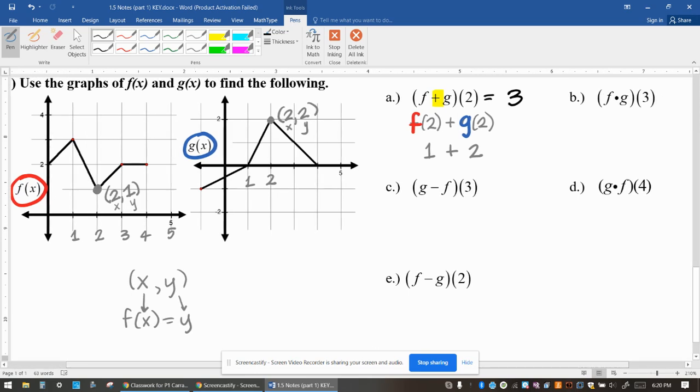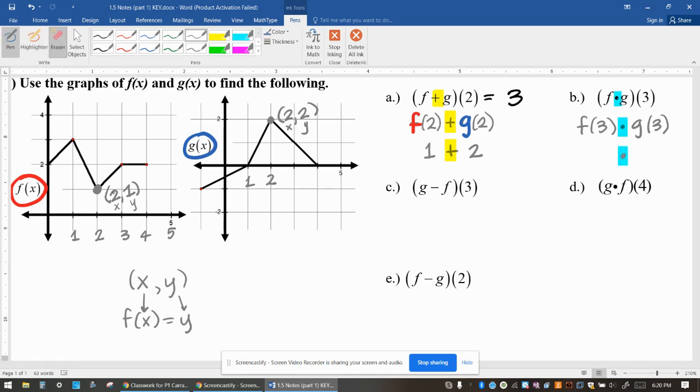Next, f times g of 3. Again, when it comes to graphs, I prefer to find them separately and then multiply, add, or subtract, or whatever the function is asking you to do. I do that last. So again, this is multiplication. The previous one we did was addition, so once I got my answers, I added them. This time I'm going to multiply my answers once I find what f of 3 is.